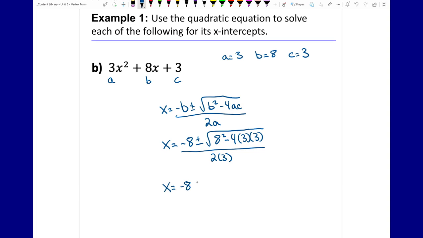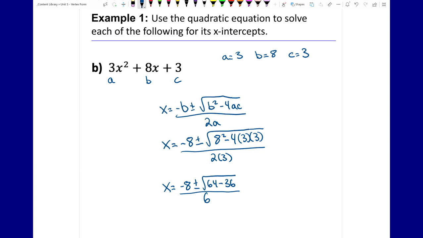X equals negative 8 plus or minus. I'm going to simplify underneath this square root. So 8 squared is 64 minus 4 times 3 times 3, or 36, divided by 6. Now you might be able to then simplify the entire square root thing first: 64 minus 36 and then square rooted. You could enter this entire thing into your calculator if you wanted to and just go right to an answer.